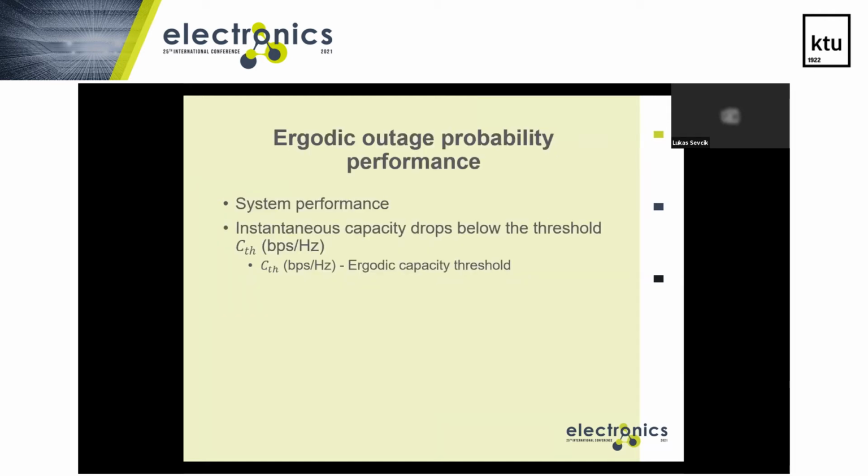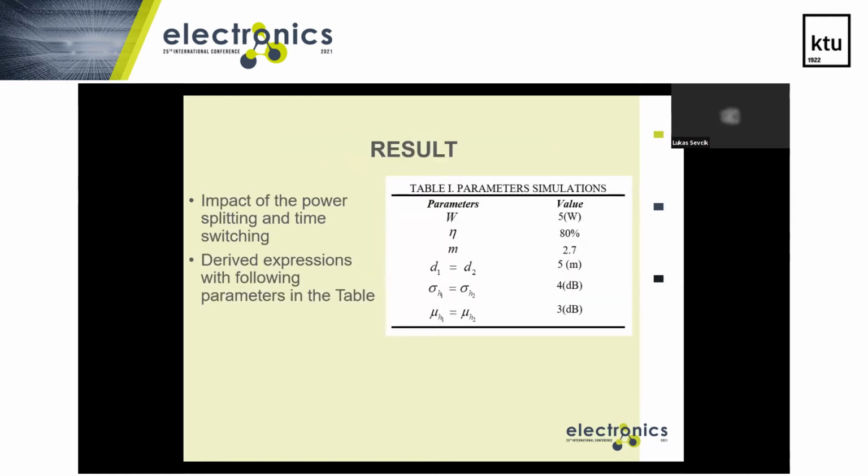In our paper, we analyzed the system performance with a metric, namely ergodic outage probability. It stands for the probability that capacity drops below the threshold. Okay, maybe I will be more quick.